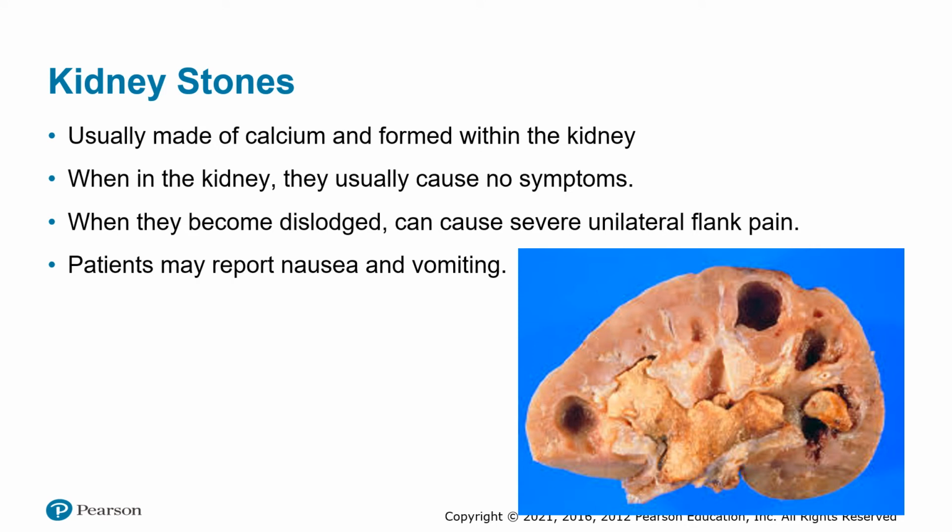Kidney stones. These are usually made of calcium and formed within the kidney. When in the kidney, they usually cause no symptoms. It's when they become dislodged that they can cause severe unilateral flank pain, and the patient reports nausea and vomiting.